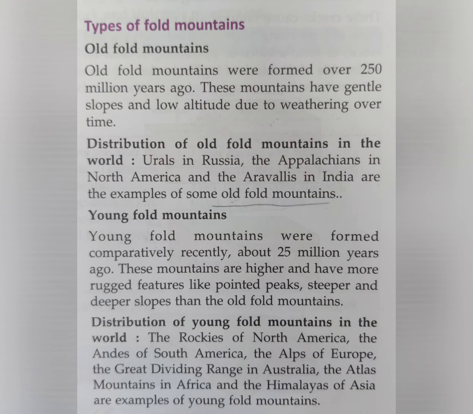Now, young fold mountains. Young fold mountains were formed comparatively recently, about 25 million years ago. The old fold mountains are 250 million years old, and the young fold mountains are approximately 25 million years old. These mountains are higher and have more rugged features like pointed peaks and steeper, deeper slopes than the old fold mountains.